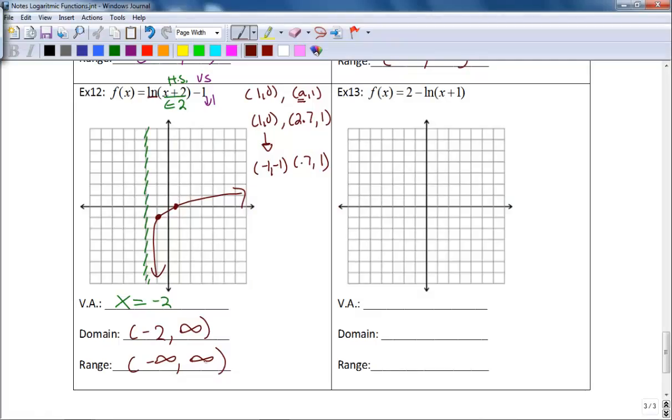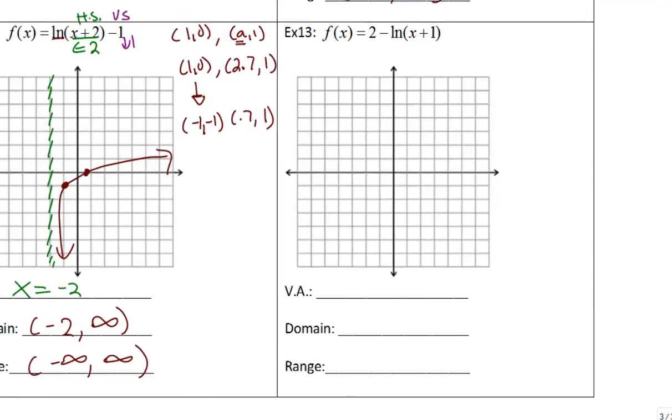All right, let's look at our very last one. I have 2 minus the natural log of x plus 1. Again, natural log means my base is e, so I know my anchor points are 1, 0, and 2.7, 1. Right, let's figure out everything that's going on. Well, I have a minus. This minus in front of the natural log is a reflection. So remember, reflections you have to do before you do anything else. So we have a reflection. Then we also have a 2 out in front. Since it's positive, it's a vertical shift, and that vertical shift tells me to go up 2.